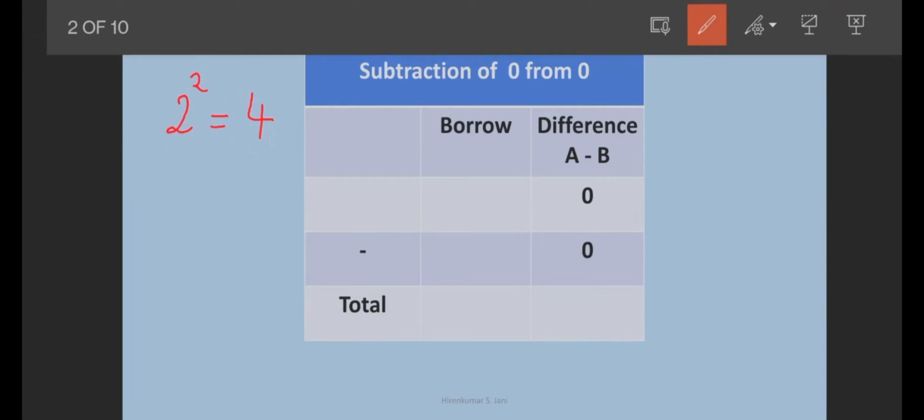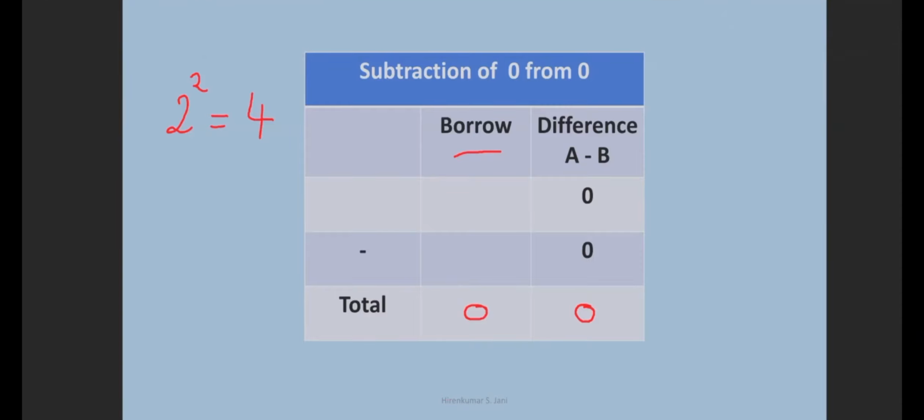Let us take our first case, subtraction of 0 from 0. So, the difference 0 minus 0 will give 0. Since we do not have to borrow anything, there is no borrow. So, for the borrow we will have also 0. Now, let us go for the second case.